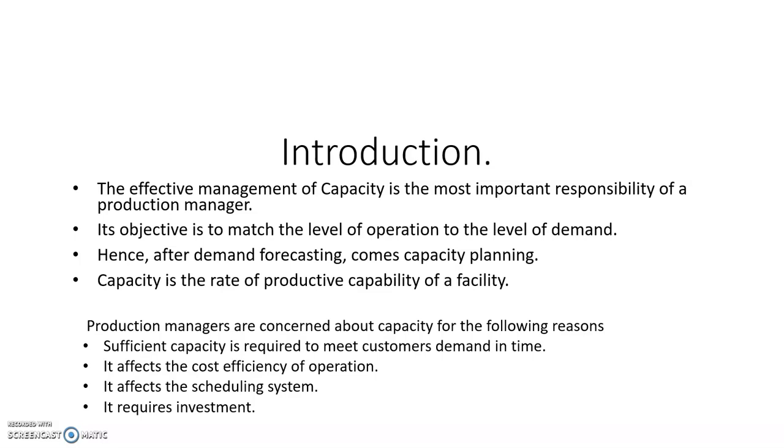Introduction. The design of production systems involves planning for inputs, conversion process, and outputs of production operations. The effective management of capacity is the most important responsibility of a production manager. Its objective is to match the level of operation to the level of demand. Hence, after demand forecasting comes capacity planning. Capacity is the rate of productive capability of a facility.